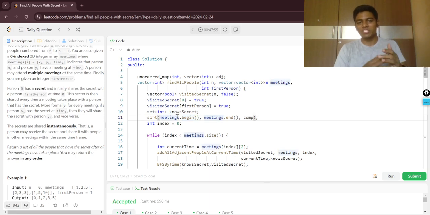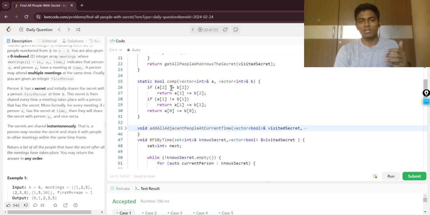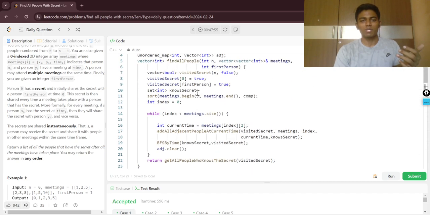We'll be visiting each meeting based upon the meeting time. So we had sorted based upon the meeting time. So there is a comparison operator function which I wrote, based upon the time. If the time of a[2] is less than or equal to b[2], it is going to return true, and it is going to be sorted based upon this. And then we'll go through all the meetings.